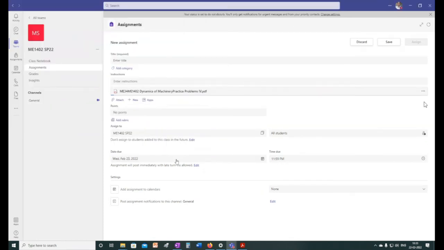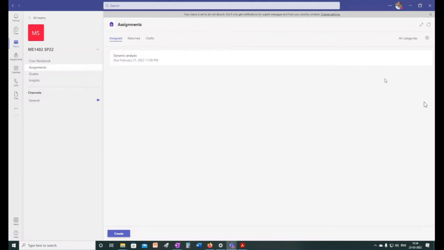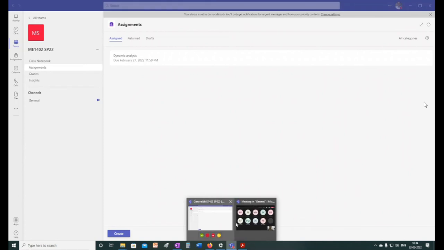I have posted this, and this problem you have to solve by Monday. No, not Monday. Before Monday's class, you must submit, so I'll give you time up to Sunday. This problem is now assigned to you all. There was a previous assignment I have given. You will submit that also here in Microsoft Teams. All right.